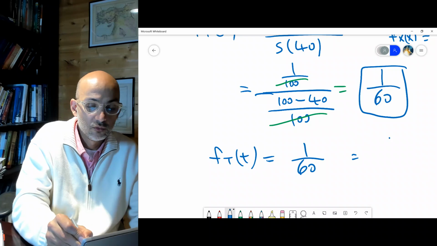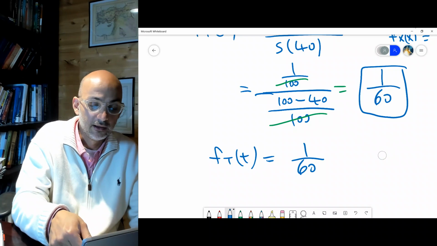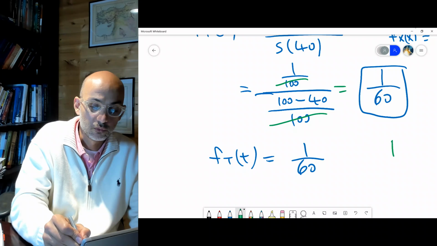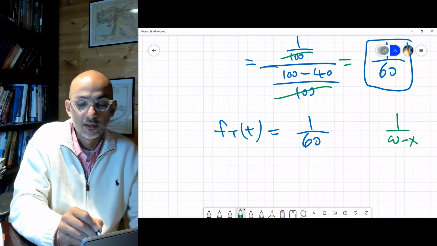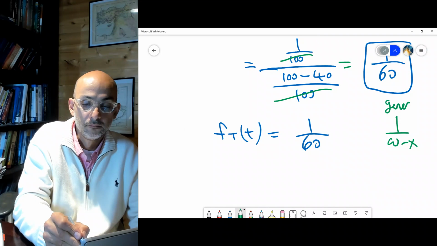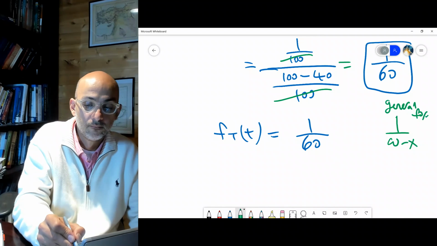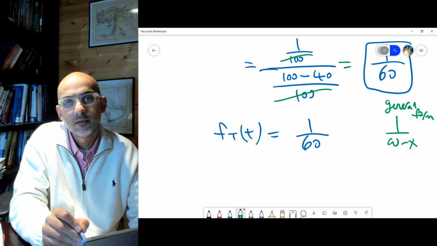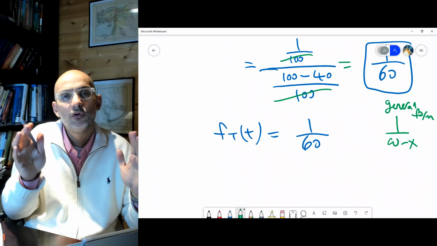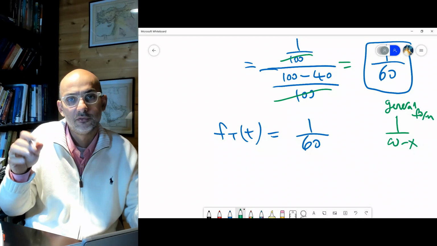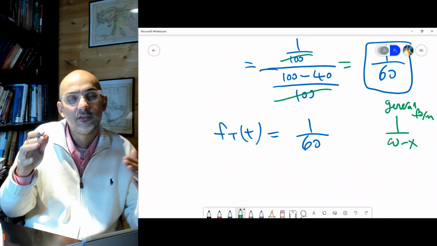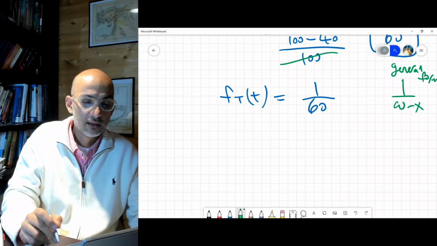And in a more general form, this is 1 over omega minus x. Right, in the general form. For uniform distribution, the remaining lifetime is also uniformly distributed. So the remaining lifetime is uniformly distributed, but instead of 0 to omega, it becomes between 0 and omega minus x. Right? This is one method.